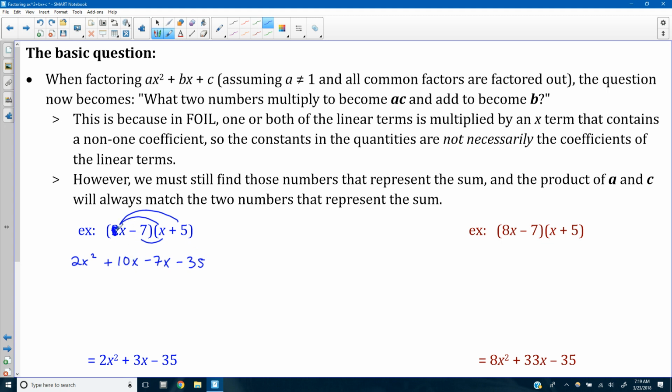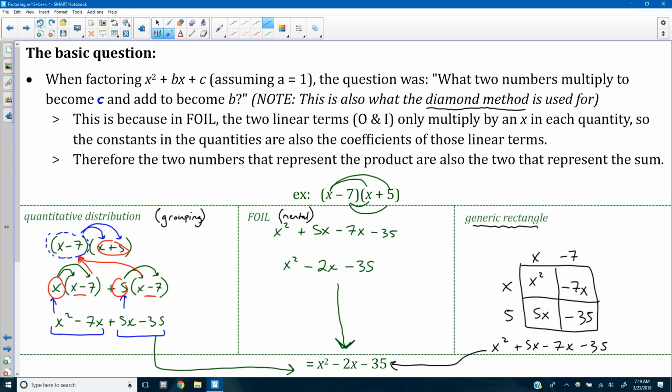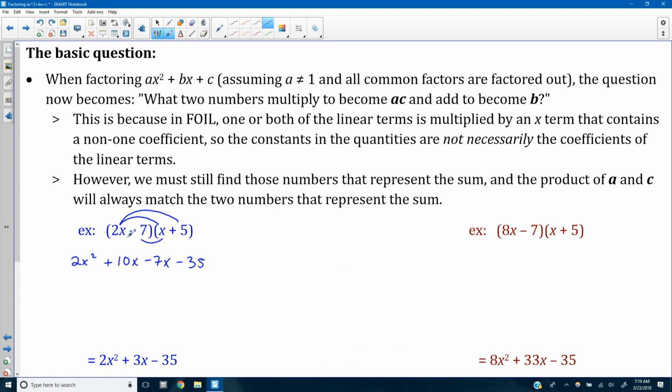If I hid this 2x, what does that say? X minus 7 times x plus 5. Look at the previous problem we did, x minus 7 times x plus 5. I'm going to show you that this problem becomes a significantly different answer. Well, there are some parts that are the same, but it becomes a different answer than what we had before, because take a look at this 10x.